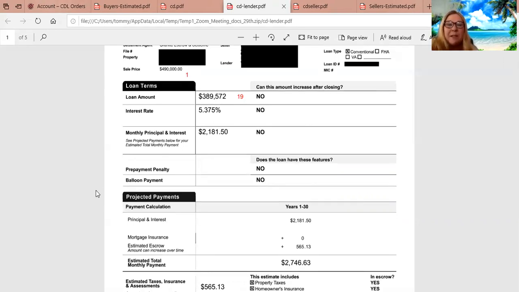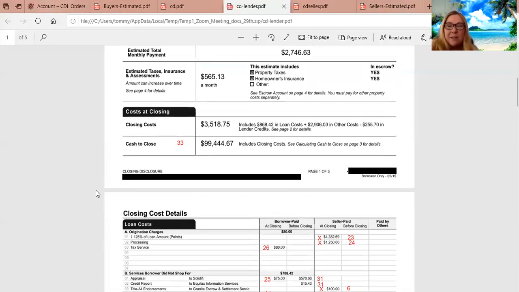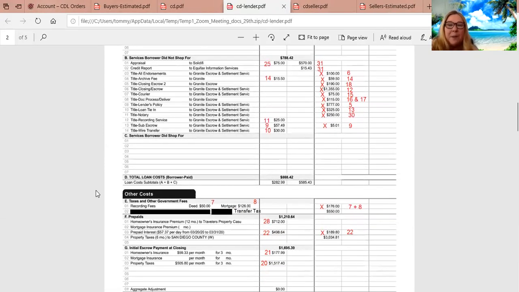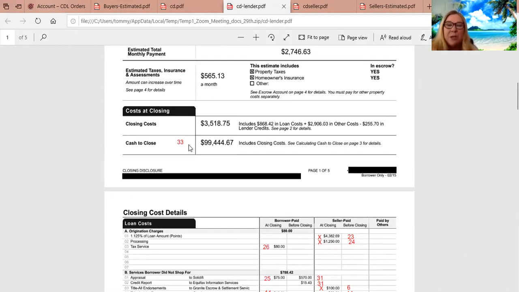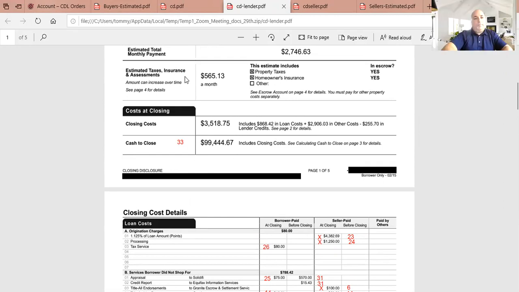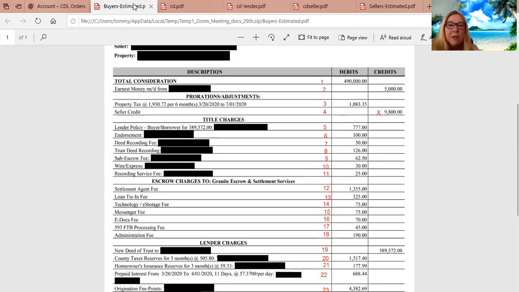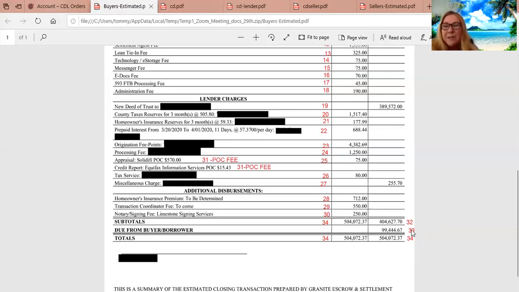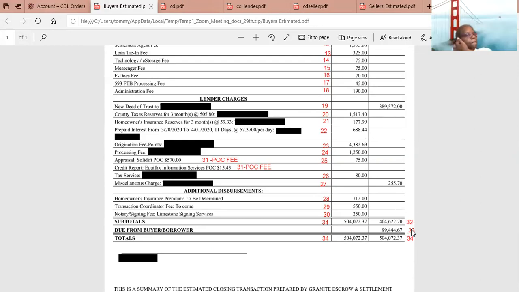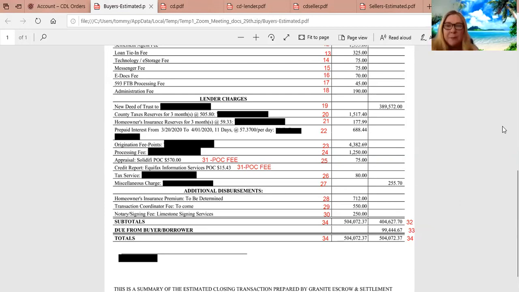But these basic things, sales price, loan amount, go down at the bottom of this page and it'll say net proceeds. This is the amount they need to wire into us. Go back up, right there. 99,444.67. That's cash to close, number 33, and it's 99,444.67. Tommy, can you jump back real quick to the buyer's estimate? Yep. I want to show you that same figure. Now go to the bottom of this. Due from buyer borrower, 99,444.67. That should balance every time. Okay, so that's the figure they have to send into us.